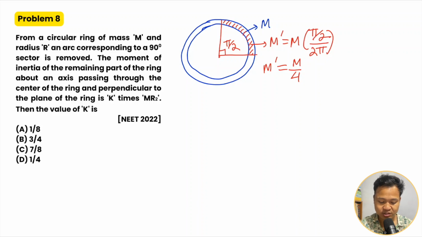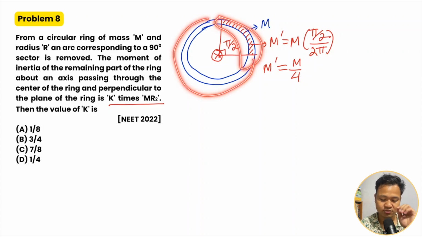The moment of inertia of the remaining part of the ring about the axis passing through the center of the ring and perpendicular to the plane is k times mr square. K should become. If we remove this section, then the remaining part of those.